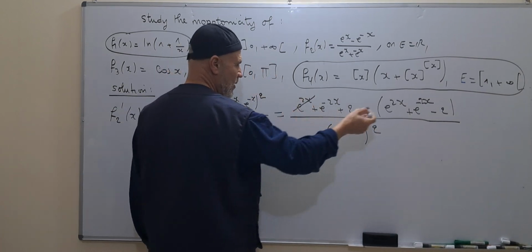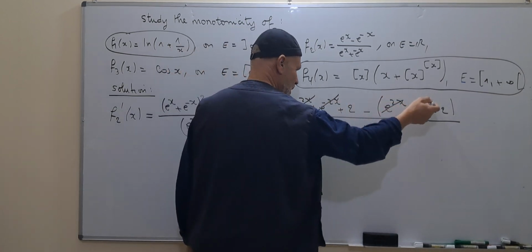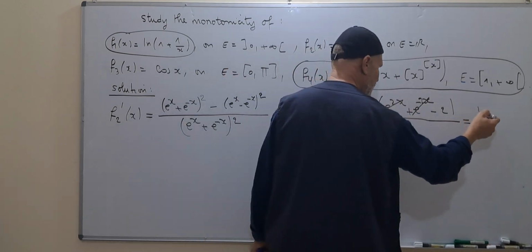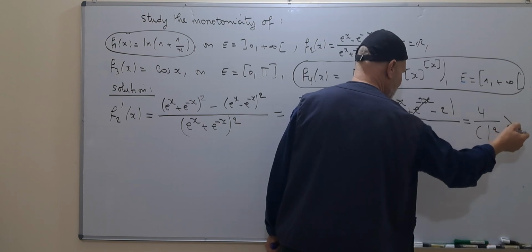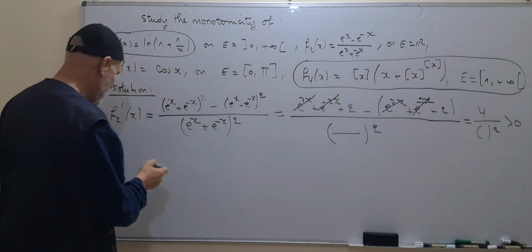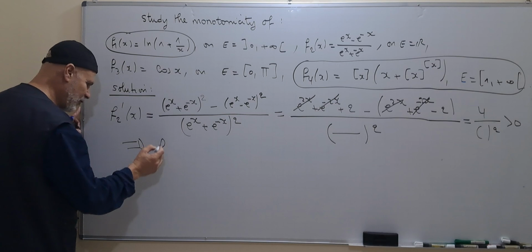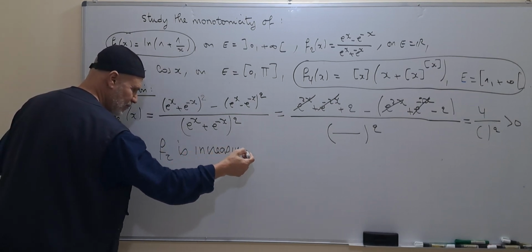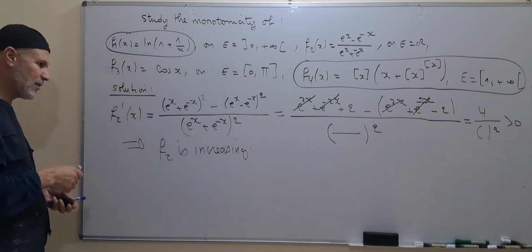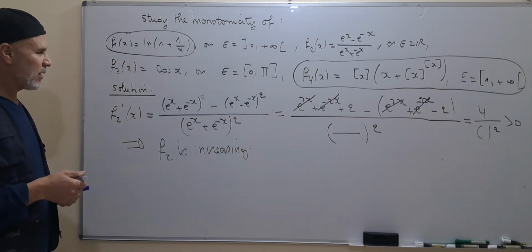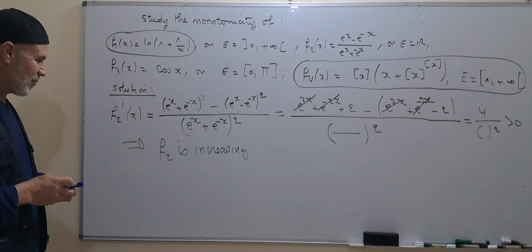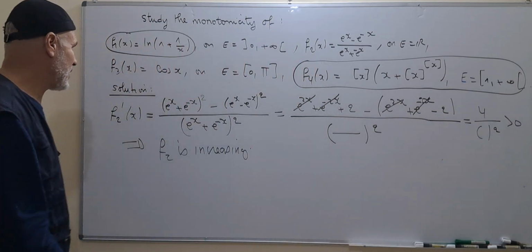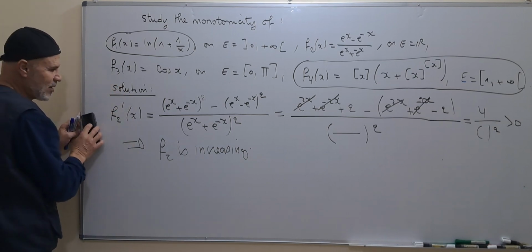Here the terms cancel out, so we keep 4. We get 4 divided by the square, which is strictly greater than 0. This means that f2 is increasing. It is increasing. We mean in French strictement croissante, and in Arabic, strictly increasing.